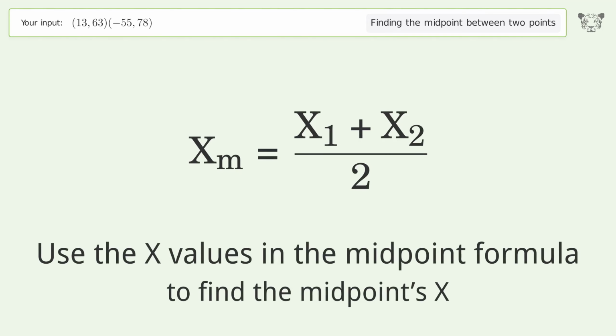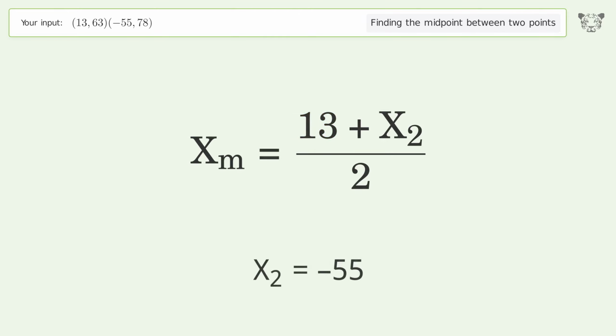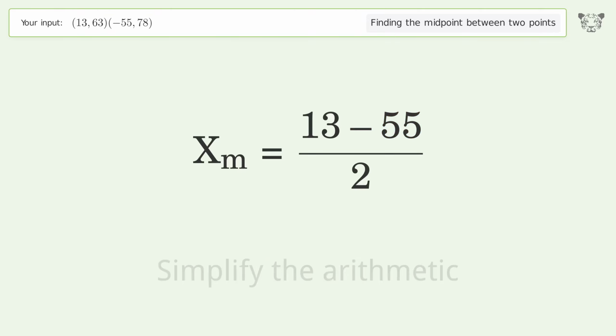Use the x values in the midpoint formula to find the midpoints x. x1 equals 13. x2 equals -55. Simplify the arithmetic.